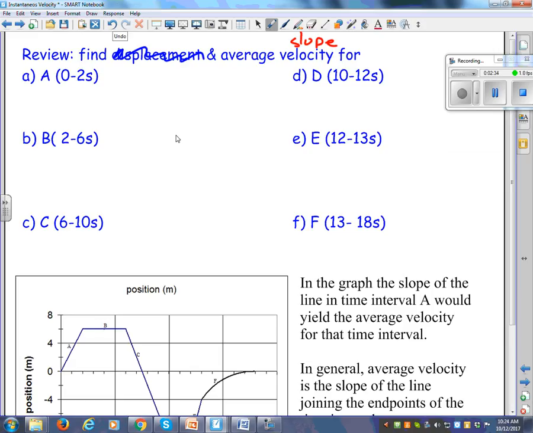So the average velocity for interval A from 0 to 2 seconds. So we're talking about this one right there. Now, do you have to pick the endpoints? Do you have to pick the points that are on the end? How come? Because it's a straight line. Does the slope of that line change? No. So any 2 points are going to give you the same value. Traditionally, by convention, most people pick the endpoints. That's okay, but you don't have to.